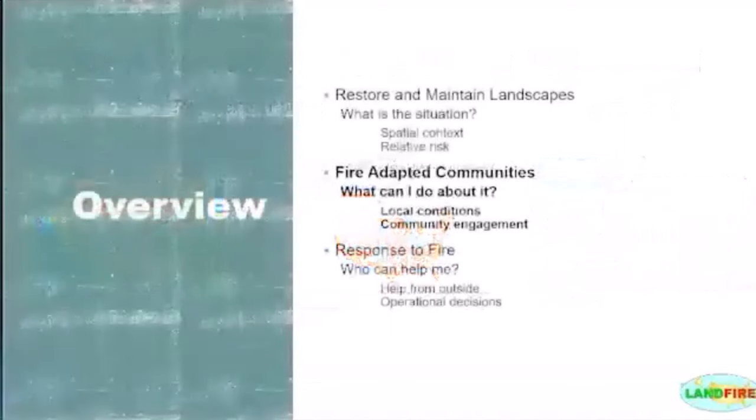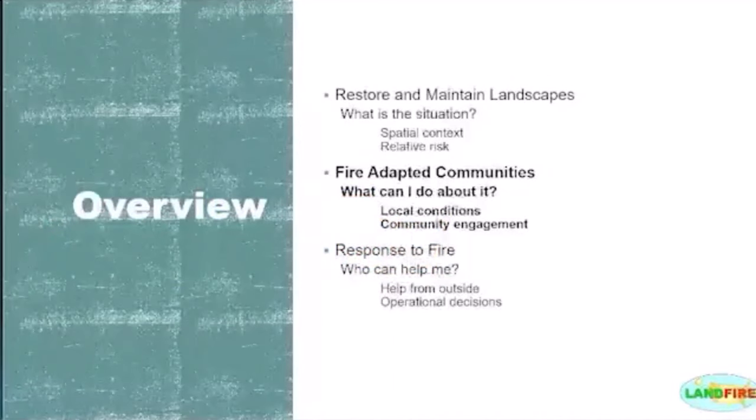And so before I go on, I wanted to ask the audience, how many of you knew that LANDFIRE was the driving data for these wildfire risk assessments? Yes. Okay. Good. That's good news.